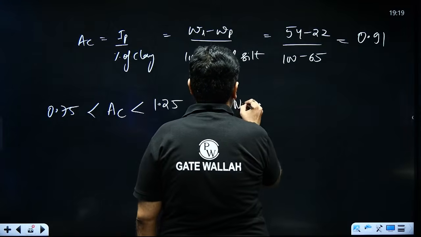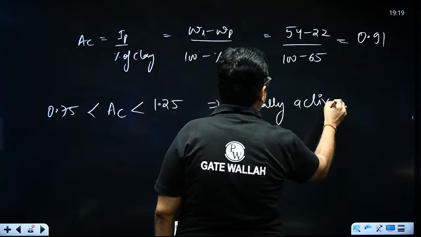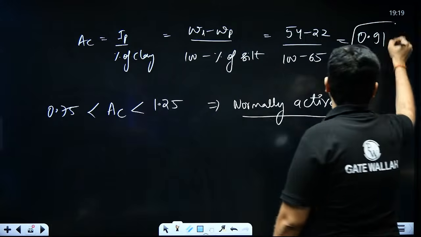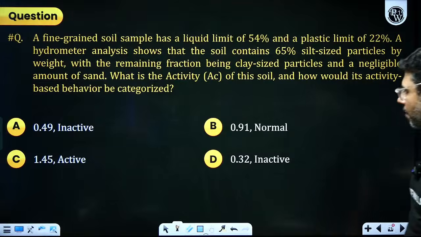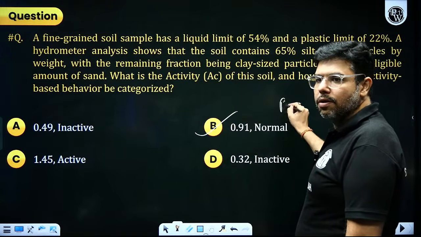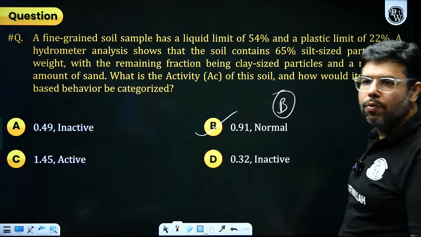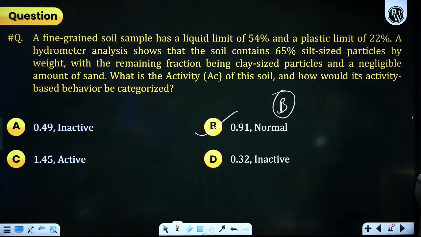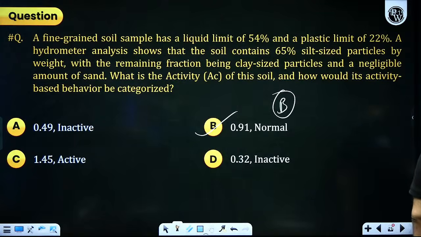This soil is what? Normally active. So, the correct answer is what, my dear friend? Tell me fast. 0.91 and normally active means B is the correct answer. B you are giving. Very good, very good, very good, Mr. Akash. So, you can very much expect these kinds of questions here.